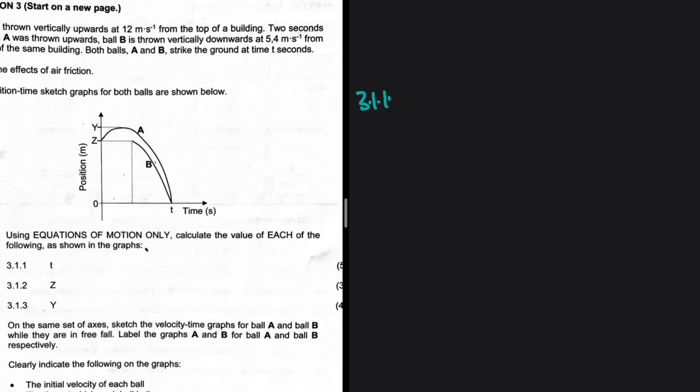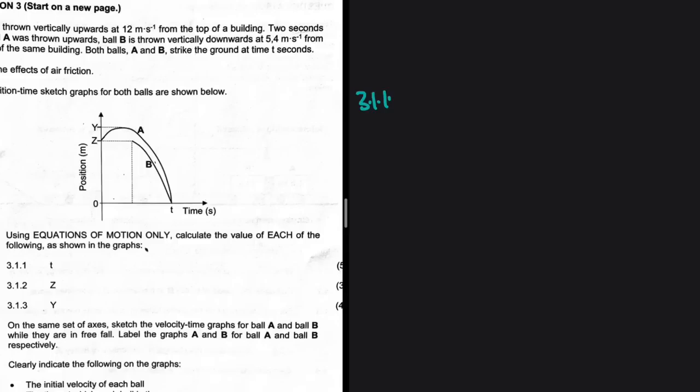Ball A is thrown vertically upwards at 12 meters per second from the top of the building. 2 seconds after ball A was thrown upwards, ball B is thrown vertically downwards at 5.4 meters per second from the top of the same building. Both balls A and B strike the ground at the same time, T seconds. Ignore the effects of friction like we always do, and then we're given the position time graph for the two balls. The first question, 3.1.1, we are supposed to, using equations of motion only, calculate the value of each of the following as shown in the diagrams.